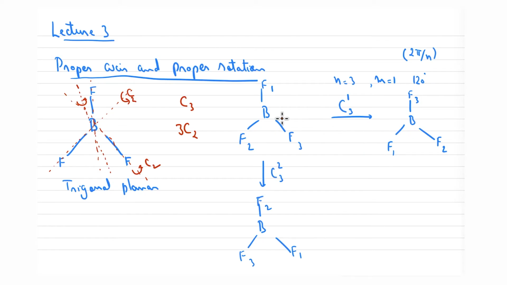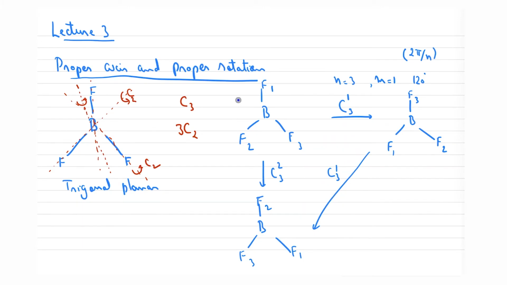Now you can see that if you do C3-1 over here, this is also related by C3-1. So if you do C3-1, C3-1, it actually gives rise to C3-2, right? So you can see that result by yourself. So C3-1, C3-1 gives rise to C3-2. Okay. So that's all C3.